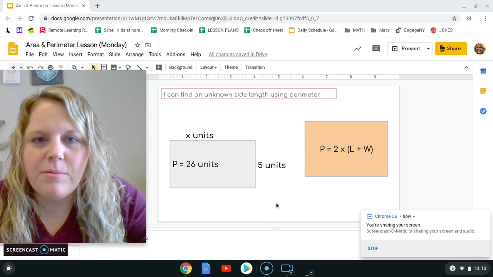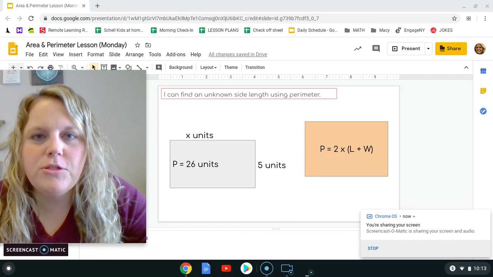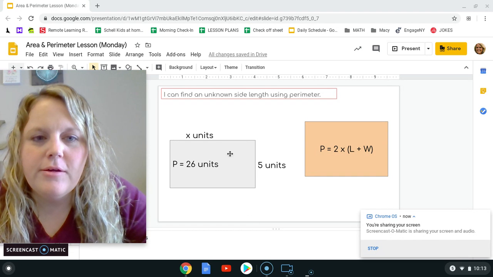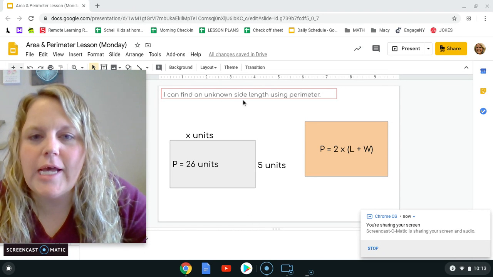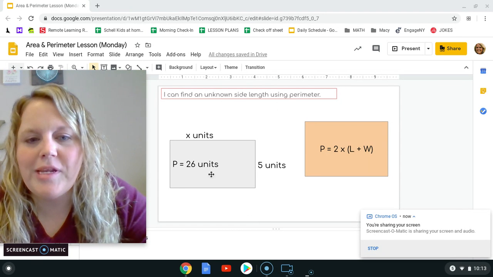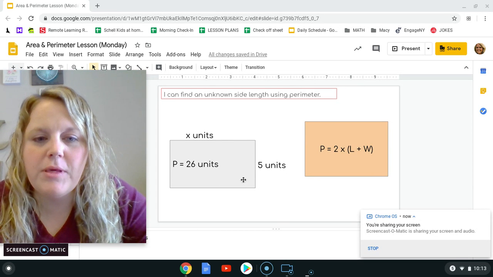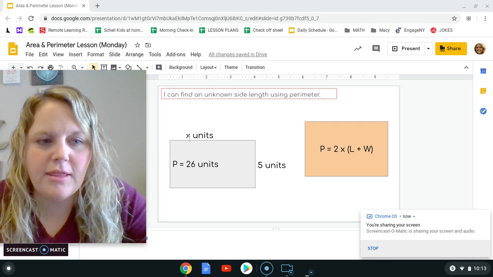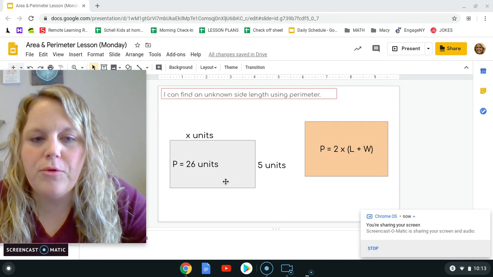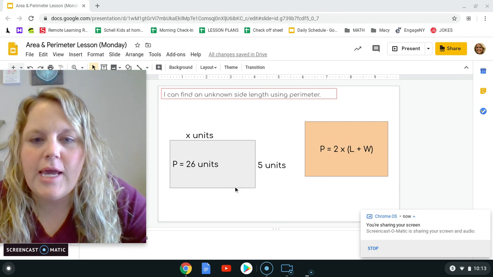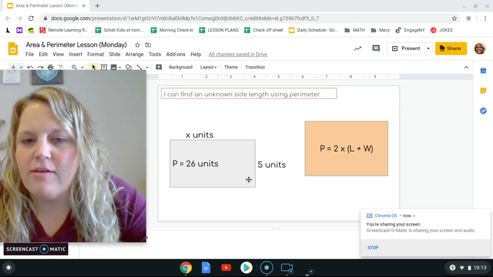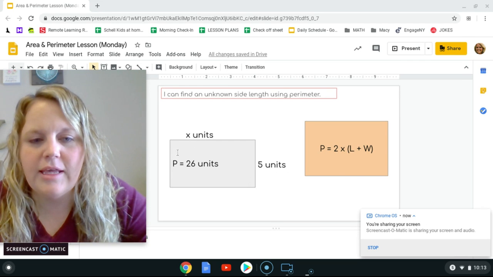All right, now that we've got the basics of perimeter, we're going to move on to a different learning target, which is I can find an unknown side length using perimeter. So when given the perimeter of a rectangle and one of the side lengths, we want to be able to find out the other side length. So in this case, we know that the perimeter is 26 units and this side length is 5, which we know also makes this side length 5.